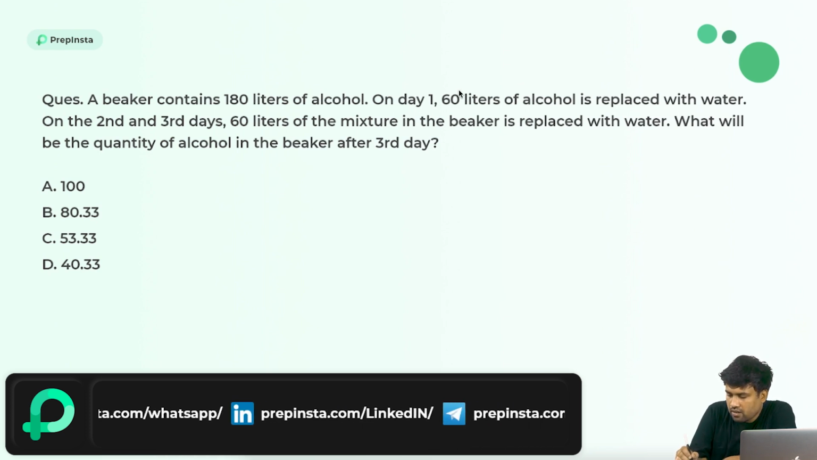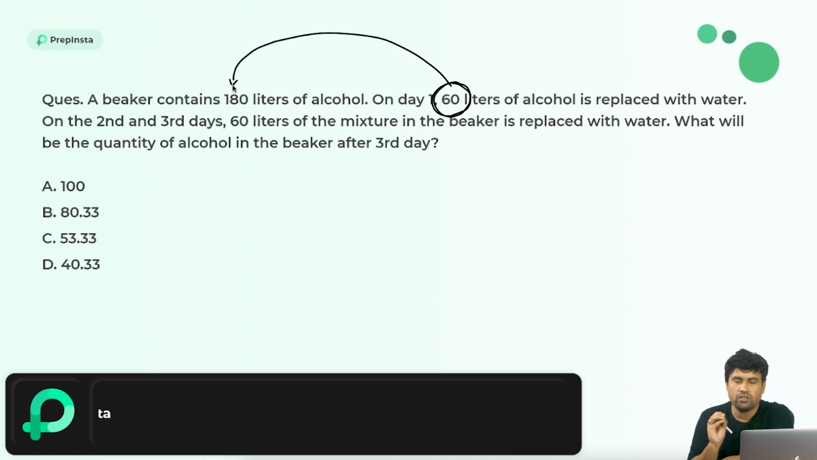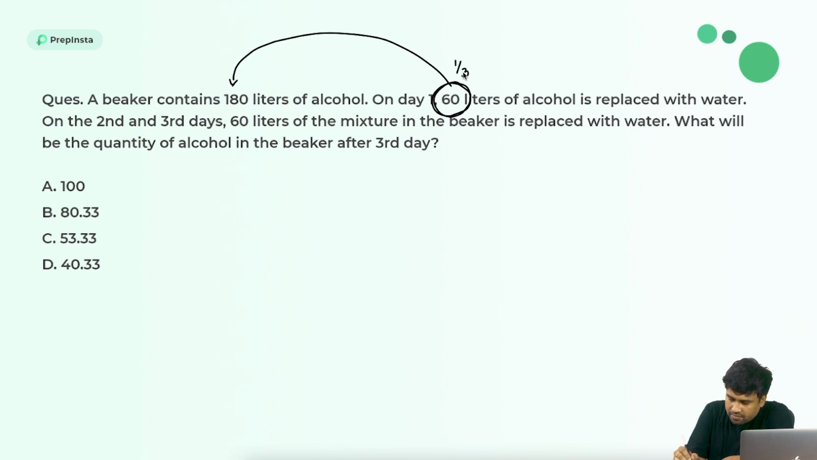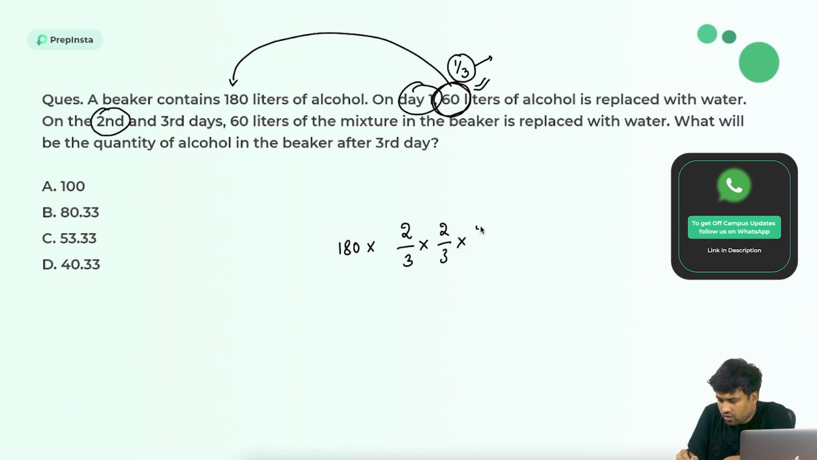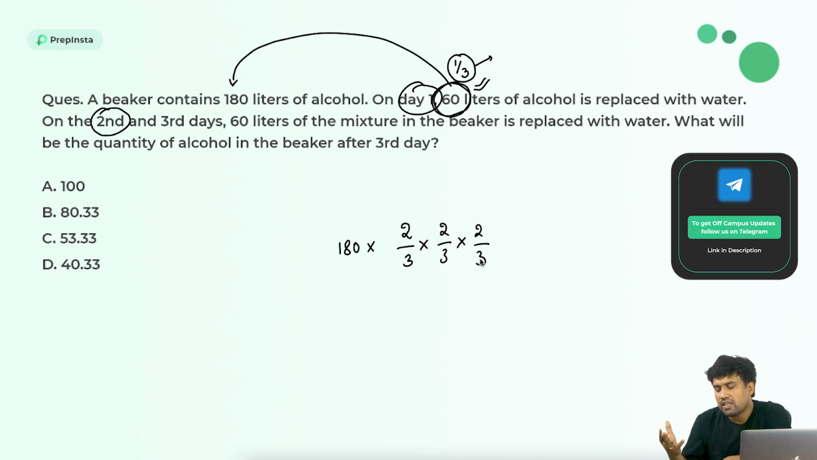Look here, 60 liters is how much portion of 180? Simple logic. One-third, right? So 60 is 1/3 of 180. Every time you are removing 1/3, can I say the remaining will be 2/3? Simple, right? This is how you need to go for the fraction method. The initial quantity is 180, and 1/3 is removed, so 2/3 is left the first time. On the second day also 1/3 is removed, so again 2/3 is left. On the third day also 2/3 is left. That's it. Multiply with the remaining fraction and the answer will easily come.